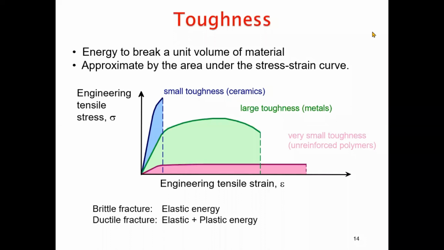Toughness is the energy to break a unit volume of material, approximately given by the area under the stress-strain curve. If a material has small toughness, it will break easily; it is a brittle material. Metals have large toughness, and unreinforced polymers have very small toughness. This diagram, stress versus strain, represents the toughness of different materials.